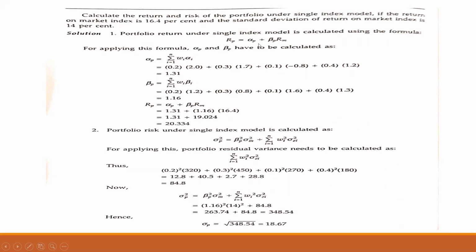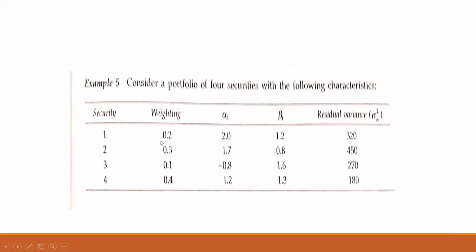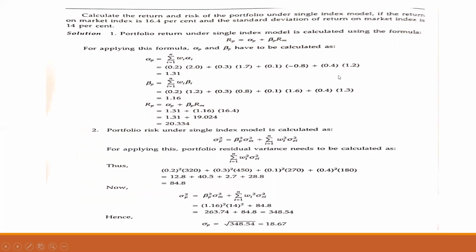So the alpha of the portfolio needs to be calculated. To calculate that, we have to multiply the proportion of investment in each security with the alpha value of that concerned security. So 0.2 into 2, 0.3 into 1.7, 0.1 into negative 0.8, 0.4 into 1.2. And we are going to add all those values together, and then we'll get 1.31 as the portfolio's alpha.